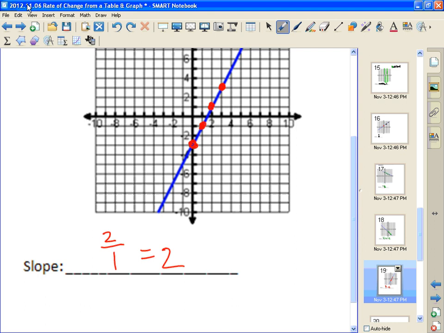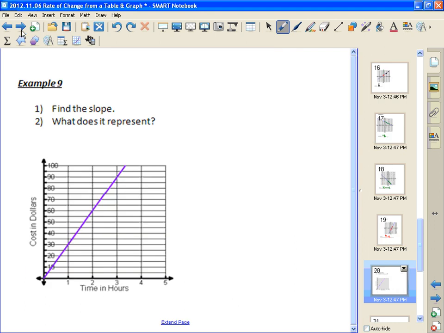And then on the back of the notes, if you look, there are some word problems here, not necessarily word problems, but just graphs with words on them, and you have to figure out what the slope is trying to represent. So if you look at the graph, you can see that the x-axis is representing time in hours, and the y-axis is representing the cost in dollars. So the first thing you have to do is find the slope of the graph.